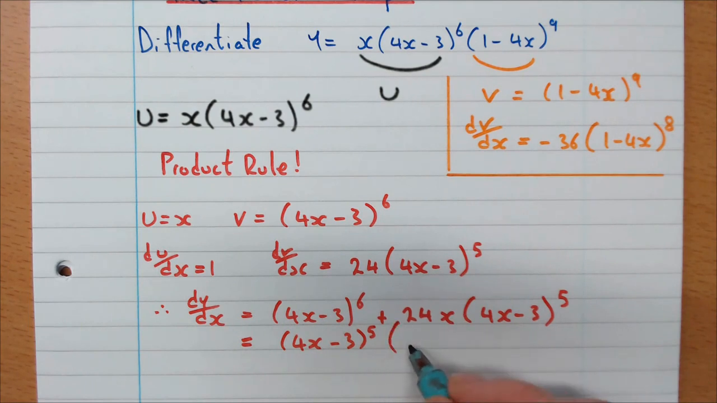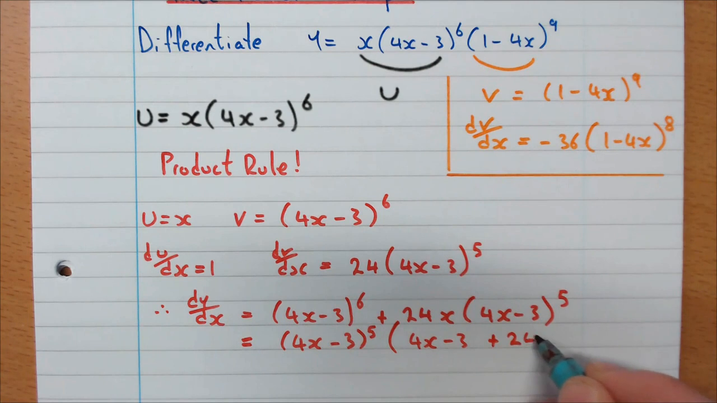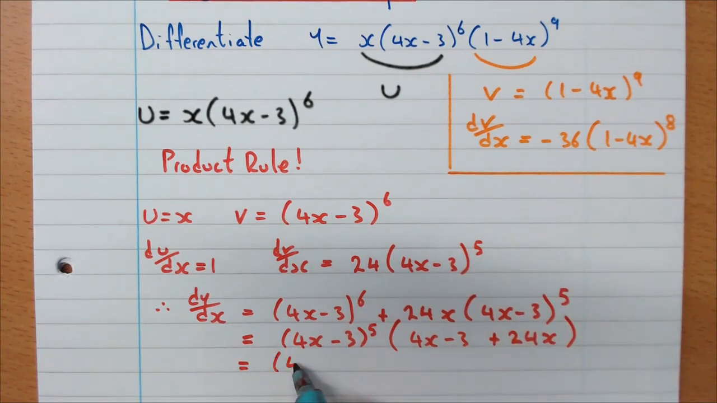What's left from the first term then is (4x − 3)^1, which is just 4x − 3, and 24x. And then simplify what you've got. So you should have (4x − 3)^5 times (28x − 3). So that's the red section done.